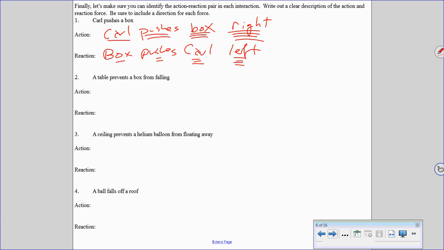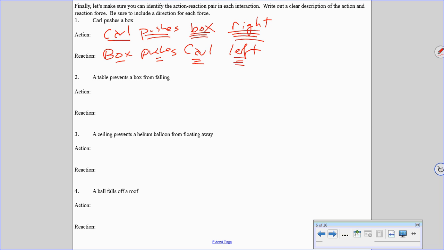So who can give me one possibility for the action, knowing that there are two? Sure, yeah. The box pushing down the table. Okay, cool. Yeah, if you've got a box sitting on a table, the box is going to push the table down. I probably, just the way I process it, would have thought of that as the reaction, but it doesn't matter. So if the action is box pushing the table down, the reaction is table pushes the box up, right? Good? Ceiling and the helium balloon is kind of the same thing, right?